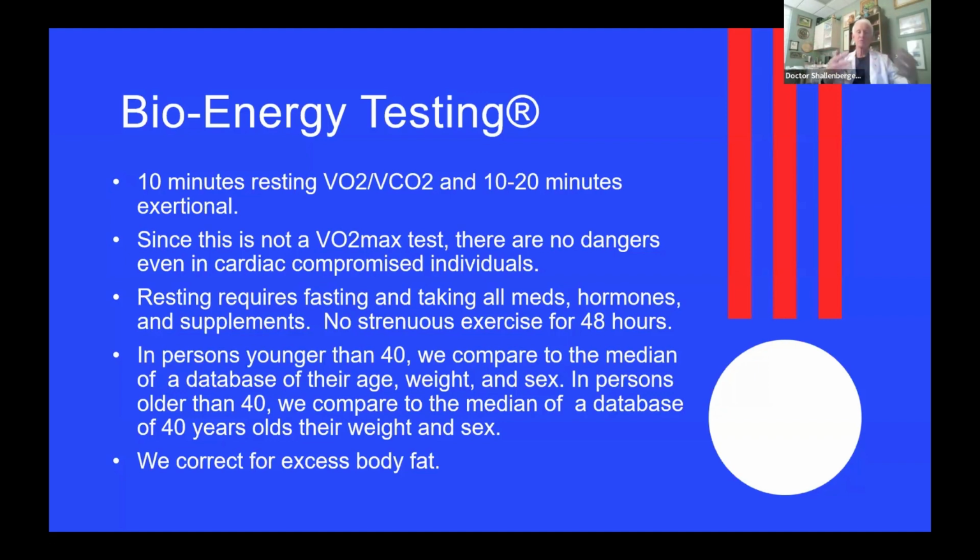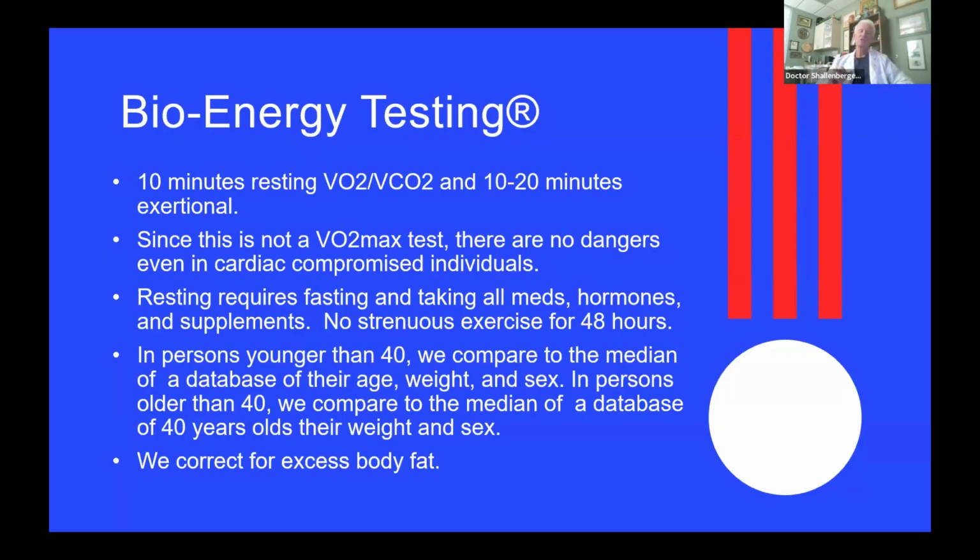But when you're doing the resting part of the test, we have our patients come in the morning. I like them fasting. They take all their medications, hormones and supplements, because we want to see what the effect of those things is on their VO2s. No strenuous exercise for 48 hours, because that'll change your glycogen stores and will affect the readings on this.